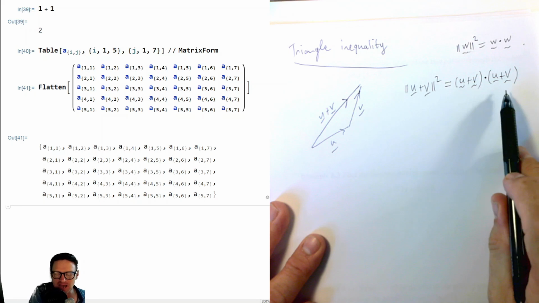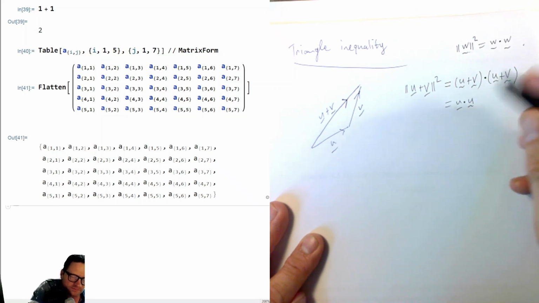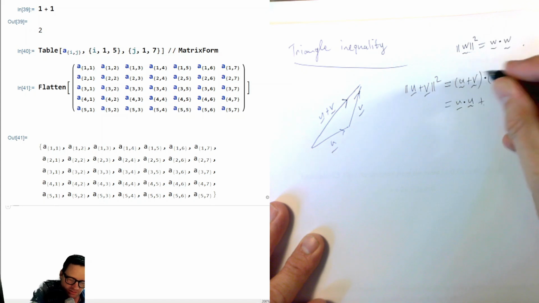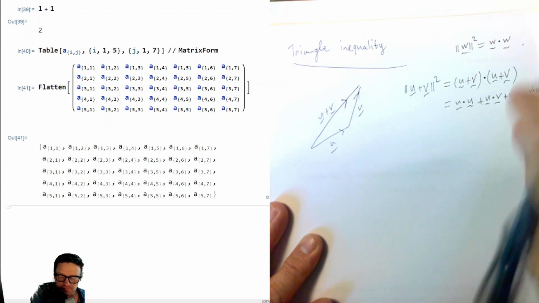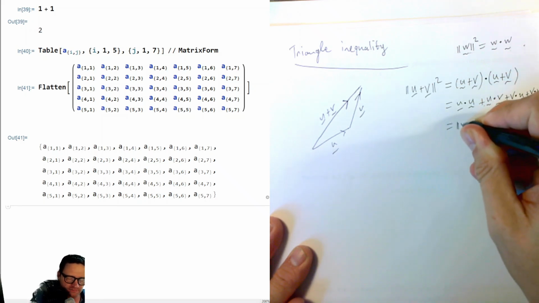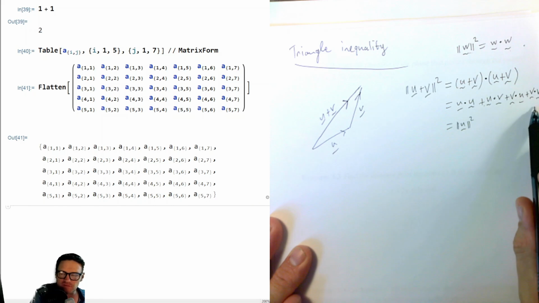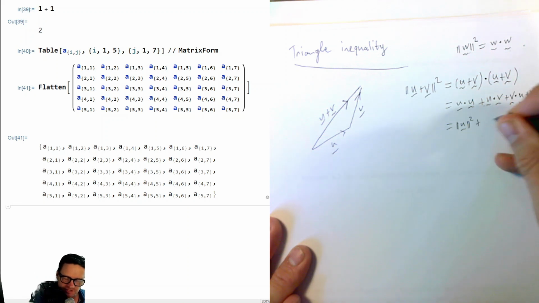And now we want to expand this out, keeping in mind that these are vectors. So we have u dot u, then we have plus u dot v, then we have plus v dot u, and then plus v dot v. Okay, now again, due to this identity, u dot u is the norm of u squared. Same for v dot v, but u dot v is equal to v dot u, which is easy enough to demonstrate. So we have 2 of u dot v, and then we have the norm of v squared.